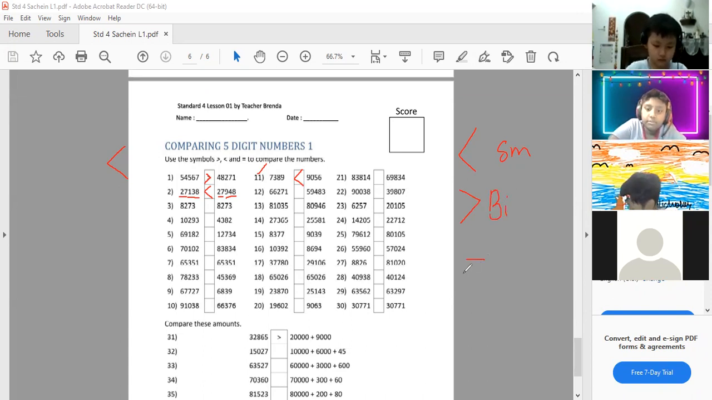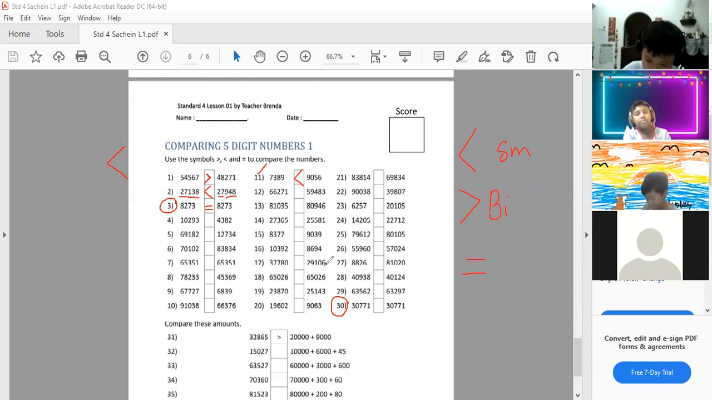Okay, and if it's the same, for example, number 3. Can you see? Okay, look at number 3. 8,273 and 8,273 is the same on both sides. So over here, we put the symbol equals. Do you understand? Understand, teacher. You can see Nicholas and Shalika and Aloysius. Shalika I can't see, but I can see the rest of you are busily doing this. Okay, put in the symbols now.